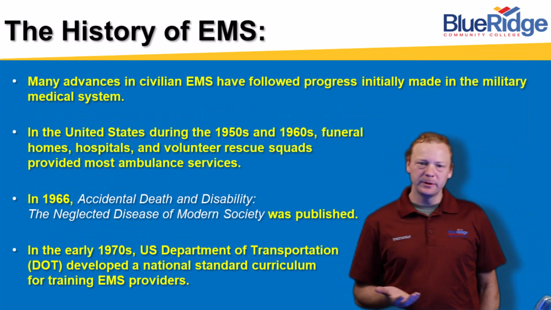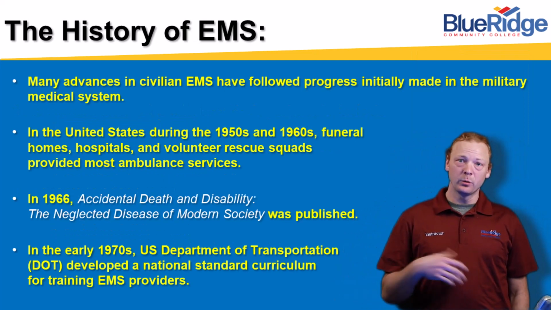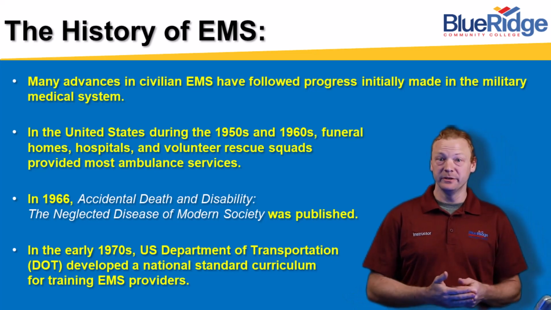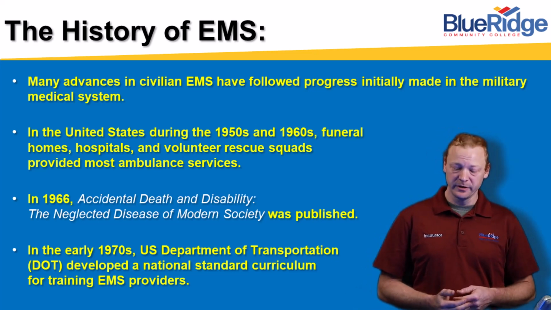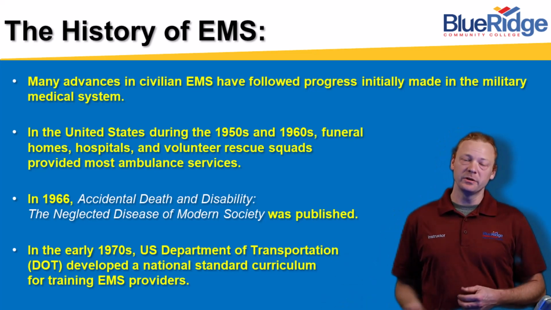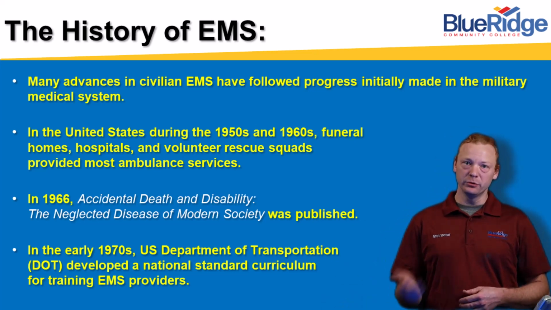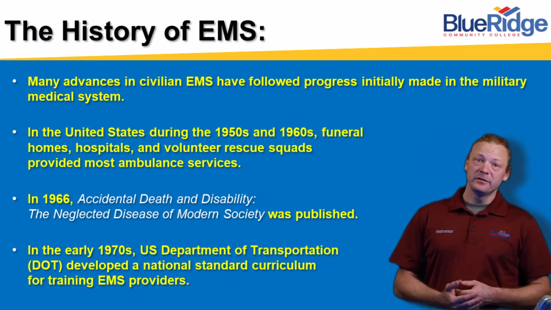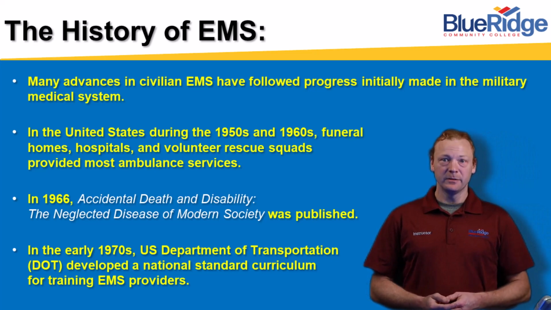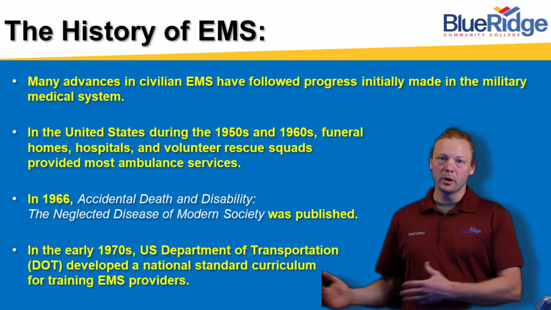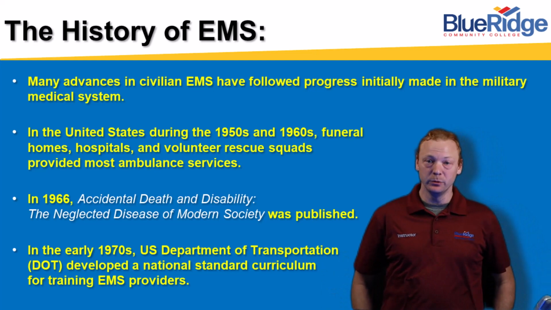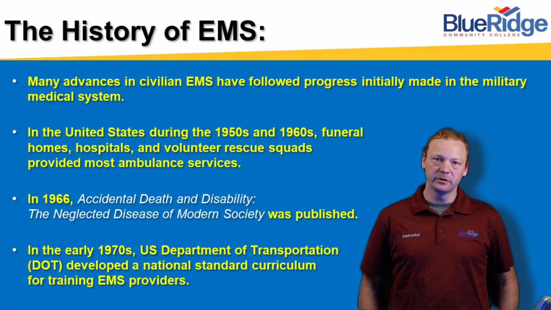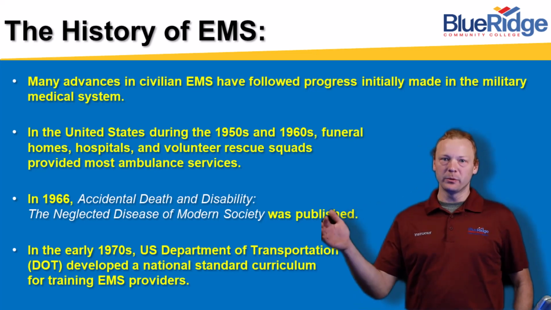So let's talk a little bit about the history of EMS and who we are, where we come from, and why we were developed. Many advances in civilian EMS, or emergency medical services, follow the progression of the military and their field treatment of casualties and victim care. In the United States in the 1950s and 60s, a lot of transport from home to hospital was conducted by funeral homes, hospital-based transport systems, and then also volunteer rescue squads, which started kind of showing up around that time.